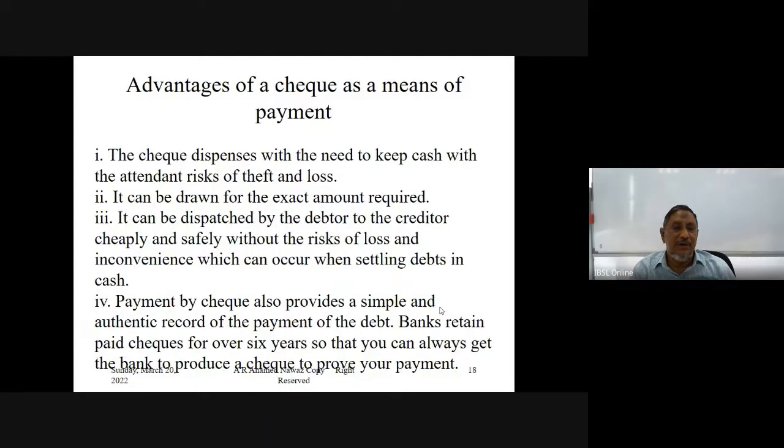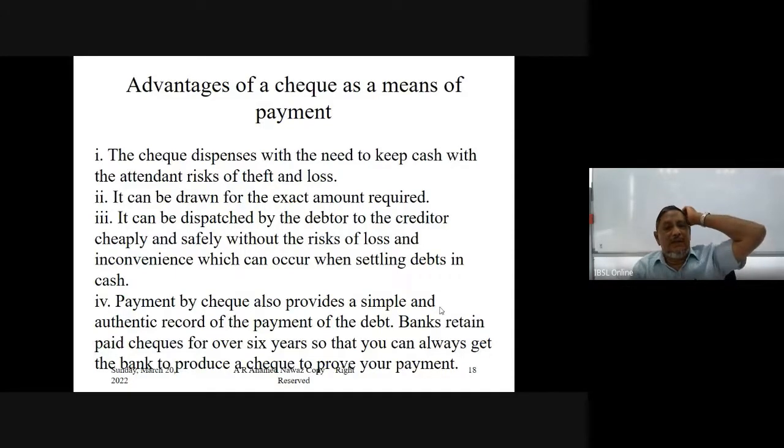Small exact amount required, where you can't use currency, but for an exact amount you can draw the check. Yeah, no problem. It can be dispatched by the debtor to the creditor cheaply and safely without the risk of loss or inconvenience, which can occur when settling debts in cash.